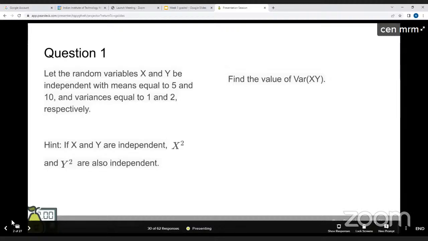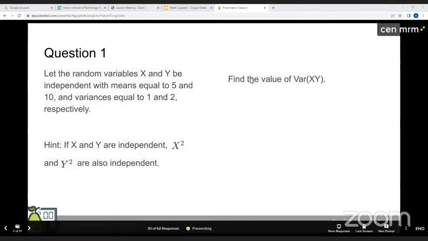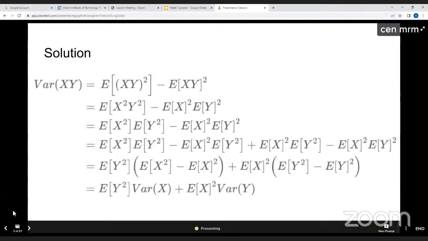You can find it, but you will have to use the variance of x. The variance of x is the expected value of x square minus the square of the expected value of x. So from there we can find the expected value of x square. It is coming 26, and the expected value of y square is coming 102. So you can find that term, right? That first part is clear.